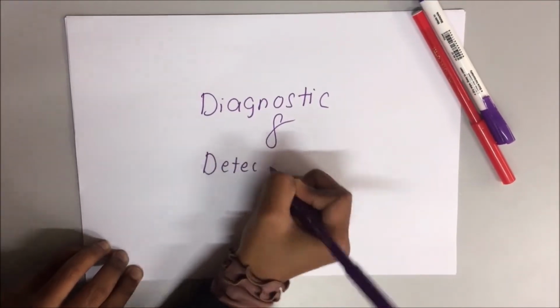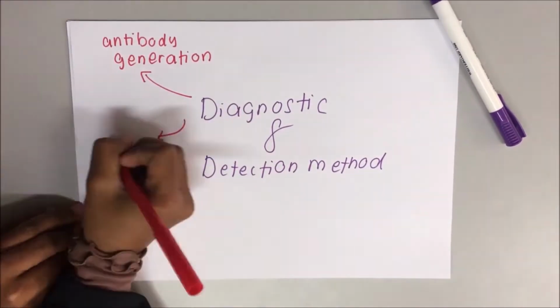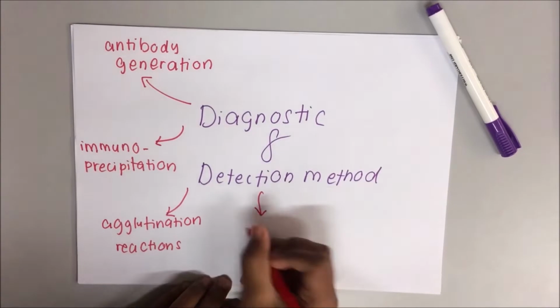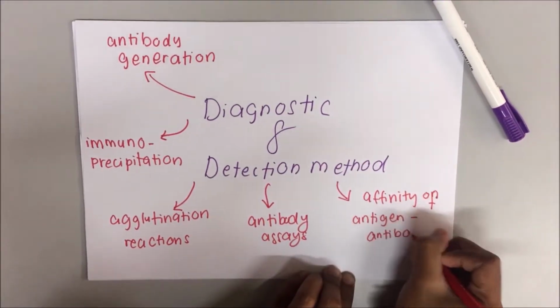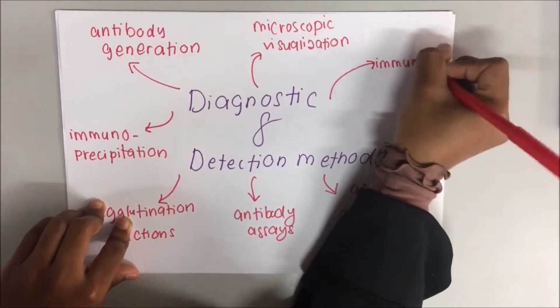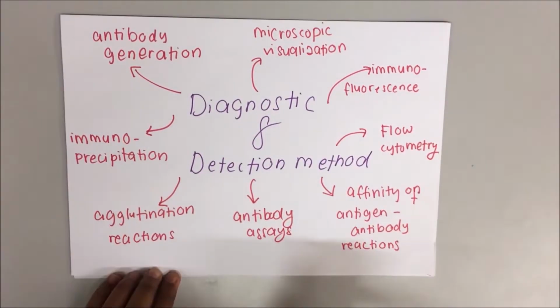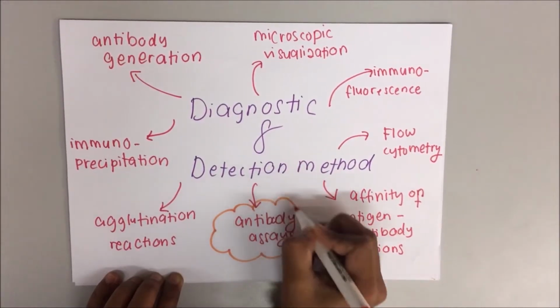Diagnostic and detection methods. There are many types of applications used in diagnostic and detection methods of immunology, such as antibody generation, immunoprecipitation, agglutination reactions, antibody assays based on molecule binding to solid phase supports, affinity of antigen-antibody interactions, microscopic visualization of cells and subcellular structures, immunofluorescence-based imaging techniques, and lastly flow cytometry. In this video, we will be focusing on antibody assays based on molecule binding to solid phase supports.